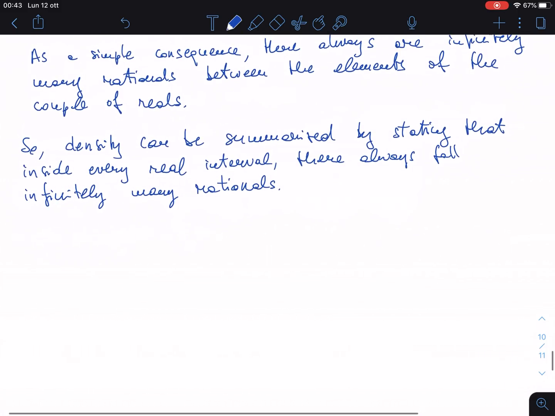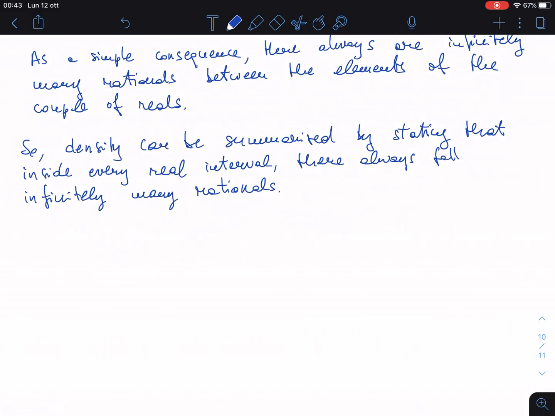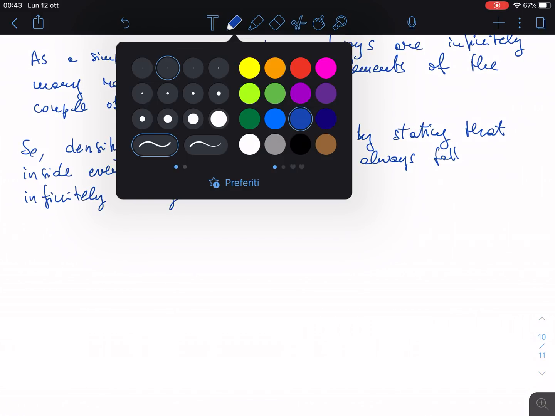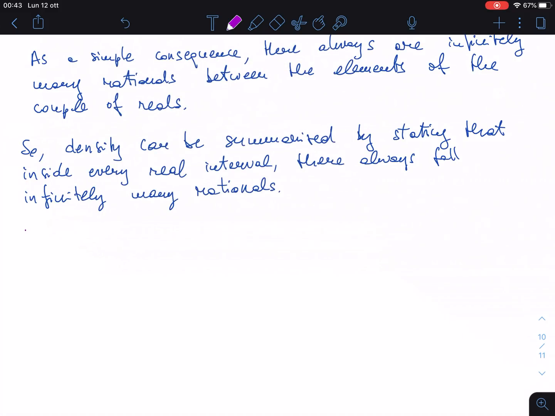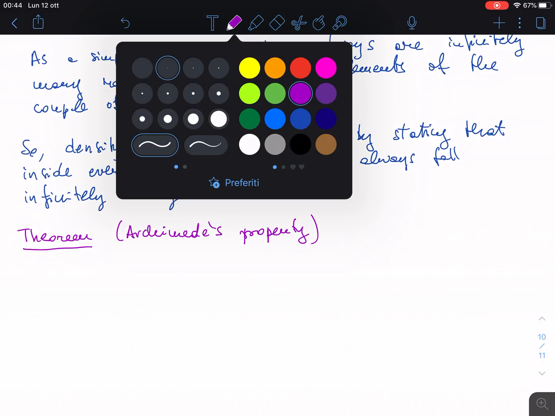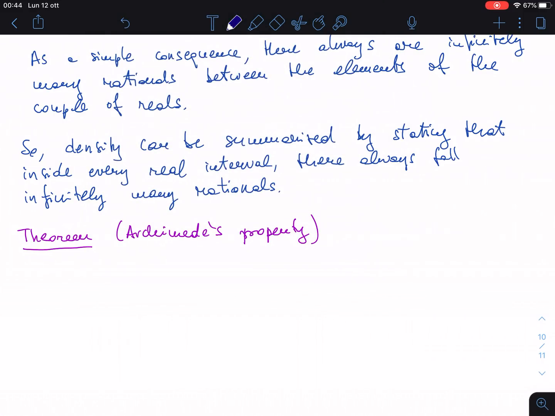And now let us prove this property. The first step is the following: a theorem which is known as Archimedes Property. That seems to be very, very stupid, but again I want to show you that in the analysis everything must be proven. And this is the Archimedes property.